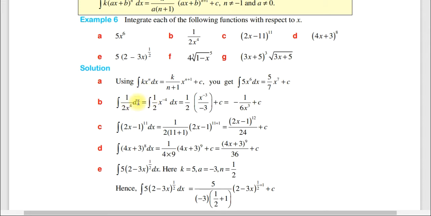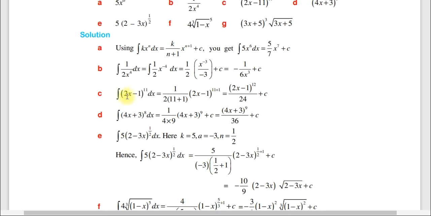The integral of 1 over 2 x to the power of 4 dx means the integral of 1 over 2 x to the power of minus 4 dx, since moving x up makes the power minus. So 1 over 2 is like k and we can take it out of the integral. Then integrating x to the power of minus 4 gives x to the power of minus 3 over minus 3 plus c, which equals minus 1 over 6x cubed plus c.